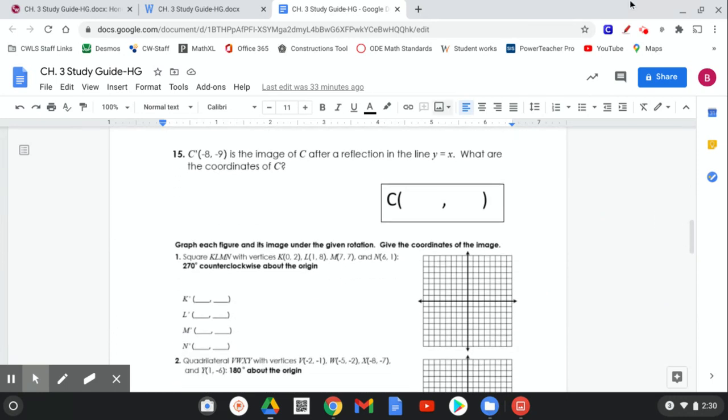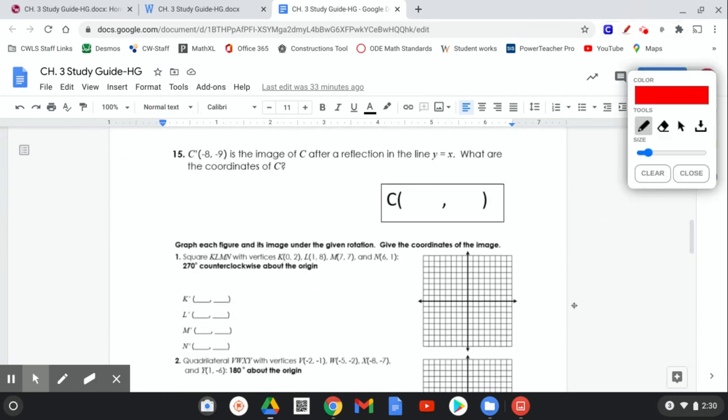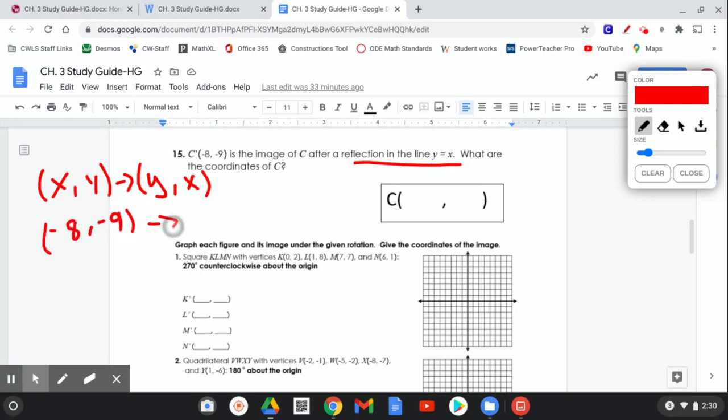For 15, we have C prime. So that is the image. We're trying to find the pre-image. So we're going backwards for this one, and it's a reflection. In this one, our reflection rule is (x, y) to (y, x), so we just switch it around. So for this one, we start at (-8, -9). What we're going to do is just switch these around to (-9, -8). Okay. So that, just using the rule, is the coordinate for C.